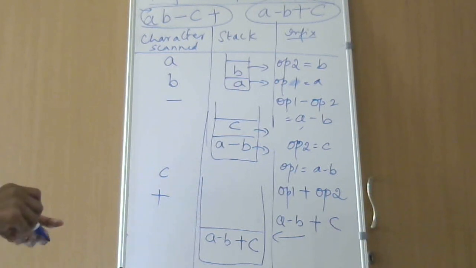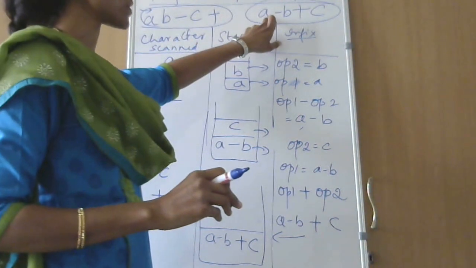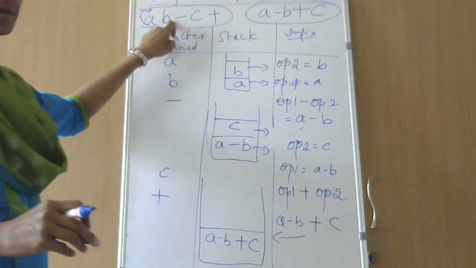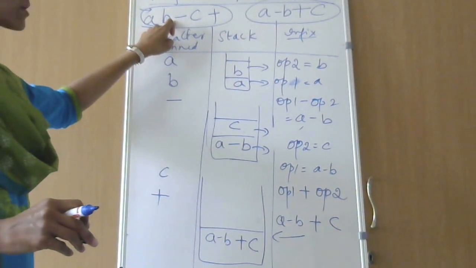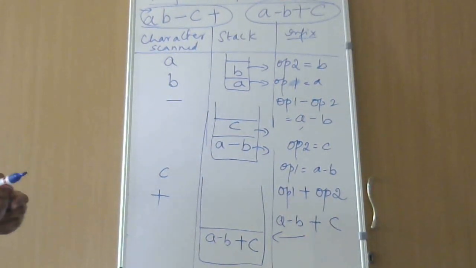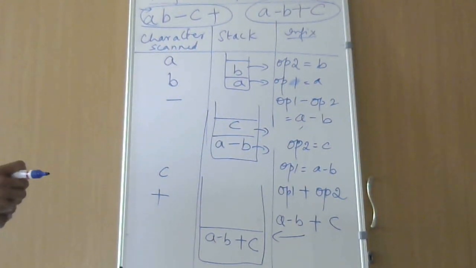If you try to do the postfix of this, we know how to do it: A, B minus, C plus. That is what we have to do. You can also verify. Right? Hope I am clear. Let's take one more example about how to convert postfix to infix.